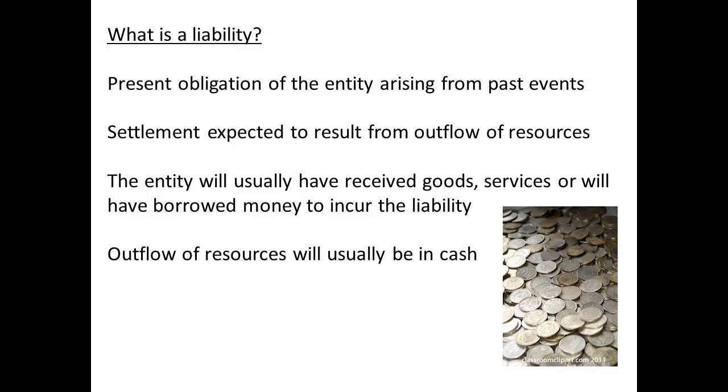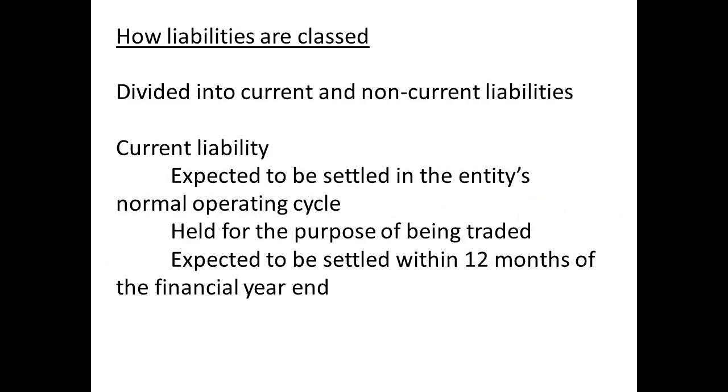Suppose the entity purchases £1,000 of raw materials on credit, with terms of payment within 30 days. The entry to the accounting system will be a debit to inventory, and the liability is recorded as a credit to trade payables. Trade payables is an account used to record current liabilities. We group liabilities into current and non-current liabilities.